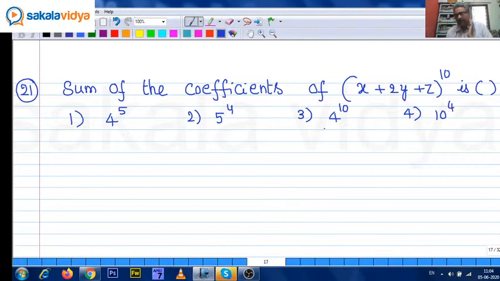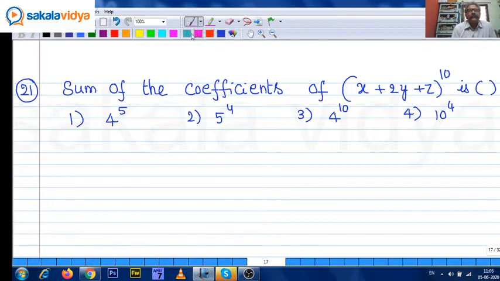Even though the expansion will have only one variable or two variables or three variables, it doesn't make any difference. In the place of each variable, put x is equal to 1, y is equal to 1 and z is equal to 1, because here we have the three variables. These three variables are being replaced by x is equal to 1, y is equal to 1 and z is equal to 1, so that we get the sum of the coefficients.